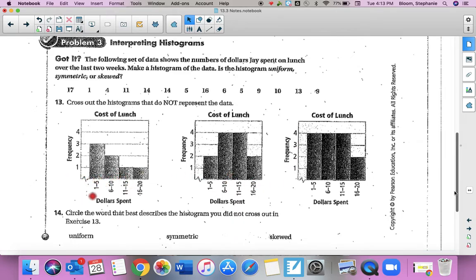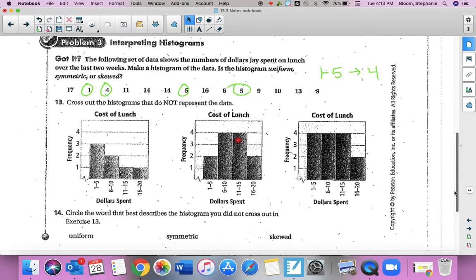So let's start with this 1 through 5 interval, because they're not all the same. So we need to see 1 through 5. How many times did the numbers 1 through 5 occur? So let's look here. So I see a 1. I don't see a 2. I don't see a 3. I see a 4. I see a 5. I see another 5. So this interval 1 through 5 occurred 4 times, right?